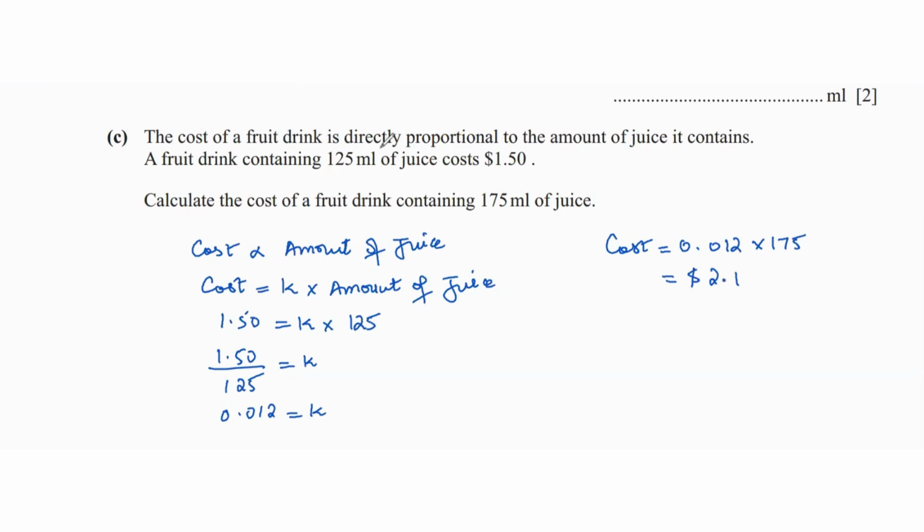So once again, if it says directly proportional, you're going to use this. If it's indirectly proportional, then you would do cost is indirectly proportional to 1 over the amount. So C equals K over A. So in direct, you multiply the proportionality constant with the other variable, and in indirect, you divide the proportionality constant by the other variable.